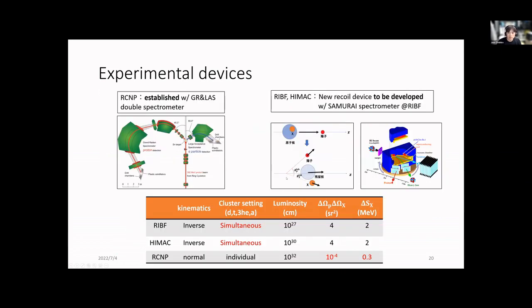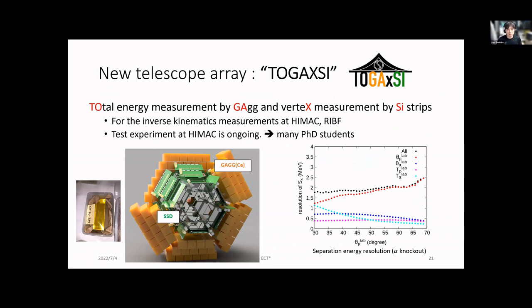In the case of inverse kinematics, we need to develop a new device to measure the recoil protons. This is the main development of this Onokoro project. This is a new device, the so-called Togakushi. It is a kind of telescope consisting of silicon strip detectors and GAGG inorganic scintillators. The development is now ongoing by many PhD students, and this month we also plan to test these prototype detectors at HIMAC.